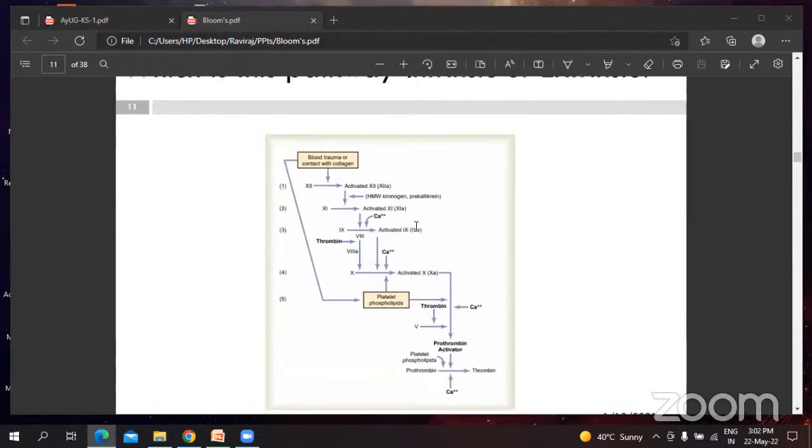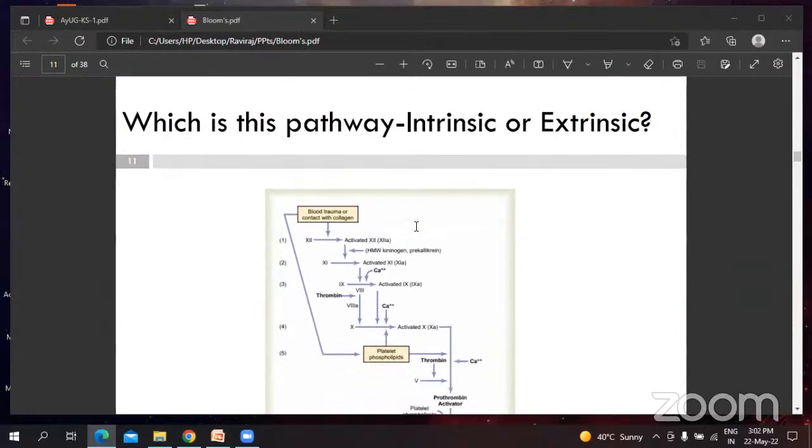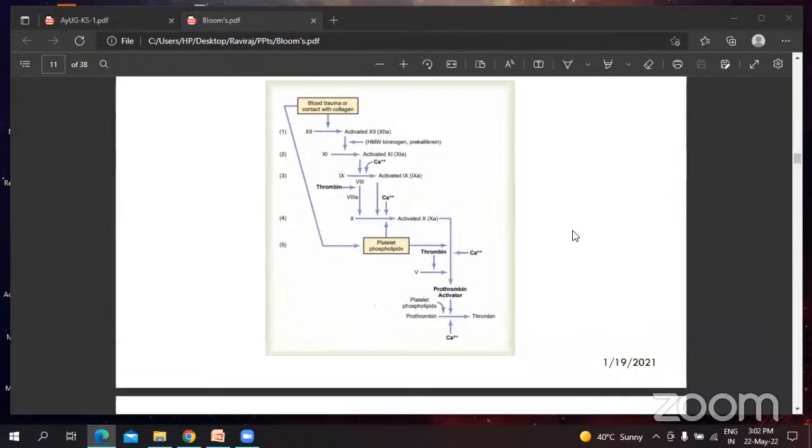So can you all see the picture here? Yes, sir. So you must have studied the coagulation pathway also in 11th and 12th, is it? Intrinsic, yes. So can you tell me which pathway this is? Intrinsic or extrinsic?